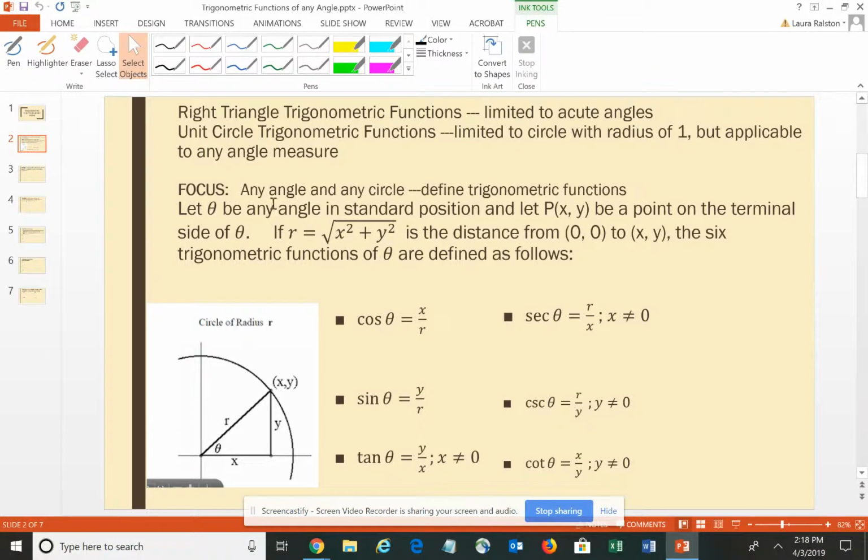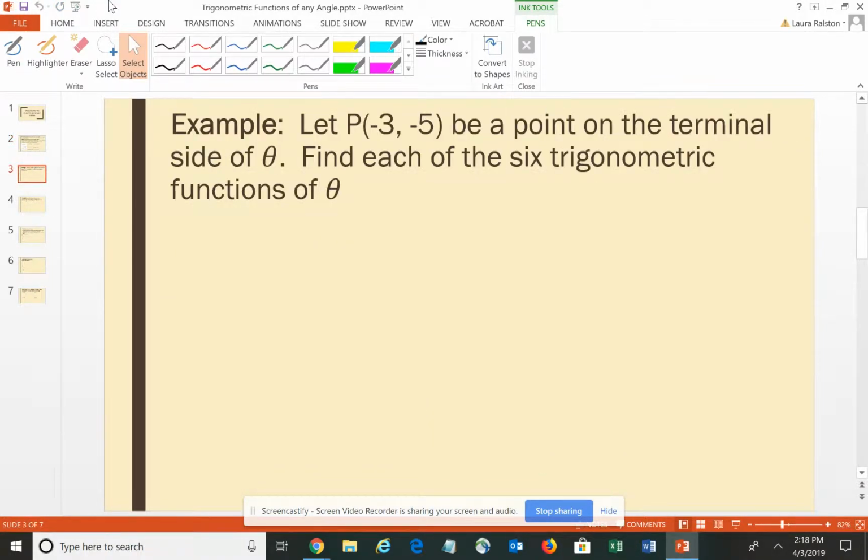And so we're going to look at how to use these definitions to deal with any size angle and any size circle. So the first example says, let P, which is a point, be -3, -5, a point on the terminal side of theta. And then it says find each of the 6 trigonometric functions. So we're basically going to use the definitions that we just looked at to find those things. It may help you initially to draw yourself a picture.